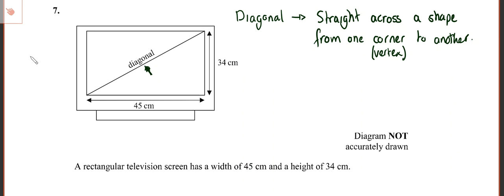Just as an example, if I were to draw this shape, which is a kite, a diagonal would be straight down the middle. That would be one diagonal. This would be another diagonal. So the fact that this is a diagonal and it is diagonal is coincidental in this case.